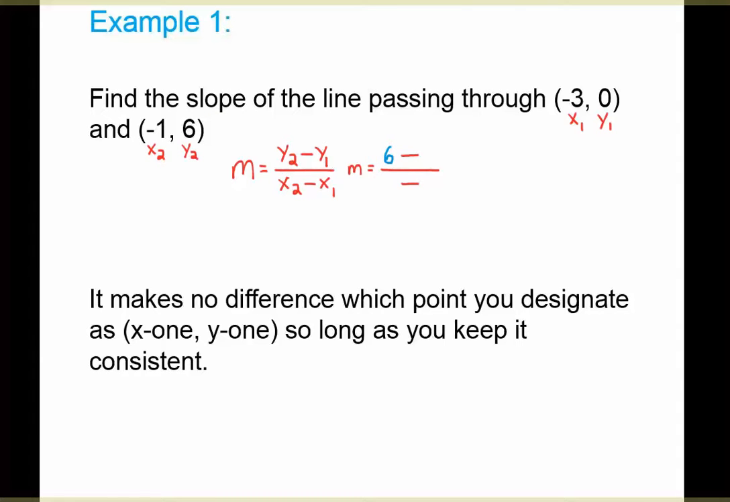Okay, y sub 1 is 0, if you look at that first ordered pair. X sub 2 is negative 1, and x sub 1 is negative 3. So that's how you should have this set up. And then basically you're just going to crunch those numbers. Okay, and if you want to get a head start on me, feel free.